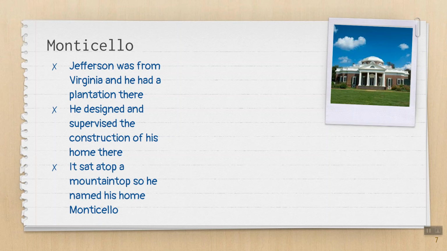It was built on top of a mountaintop, so he named his home Monticello. Back in that time, when you had a big plantation, a lot of times you named it. George Washington's home was named Mount Vernon, and Thomas Jefferson's home's name was Monticello, and that's where we've taken our school name, Monticello.